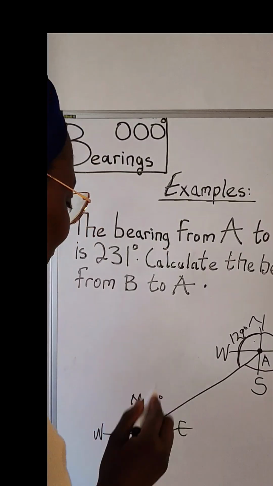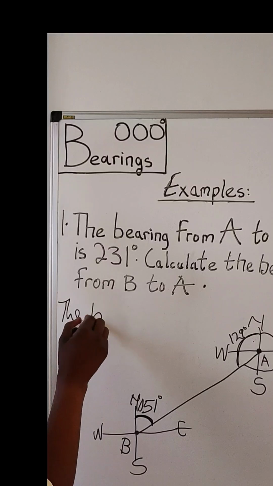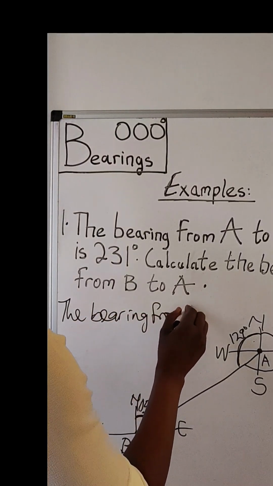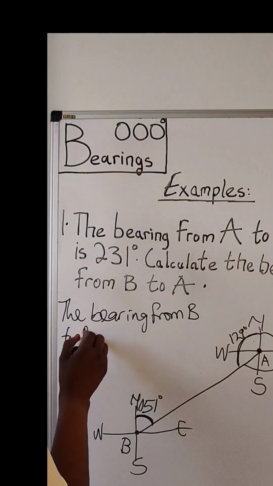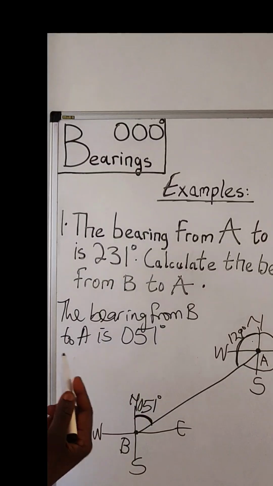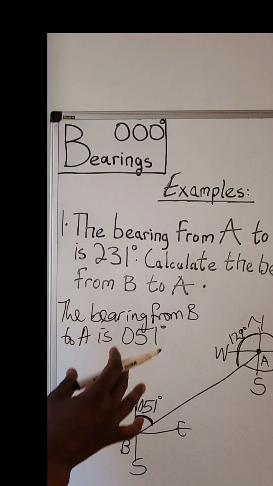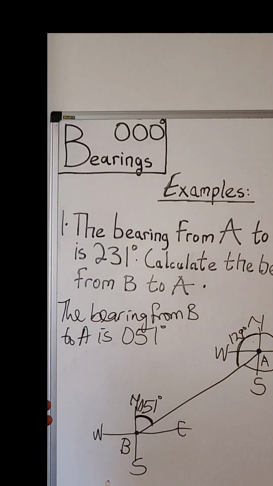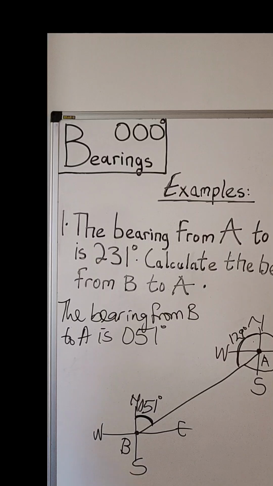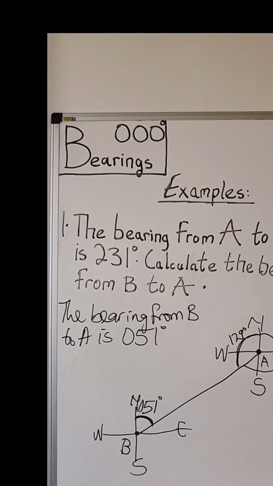So the solution now is the bearing from B to A is 51 degrees. And I've done it in the 2 ways. I've done it using the co-interior angle C, and I've done it by the method of the opposite bearing. So I move to the next example.